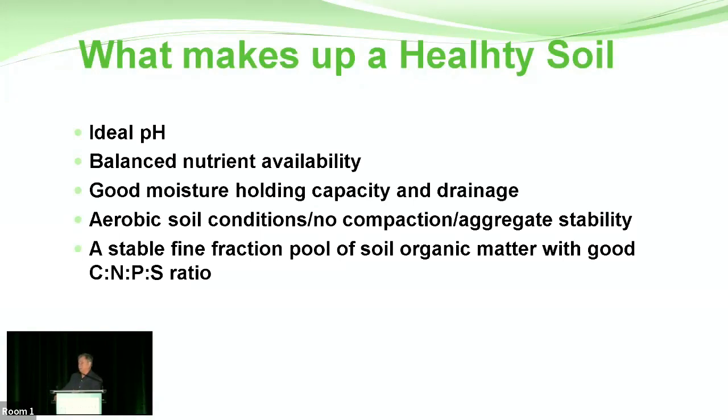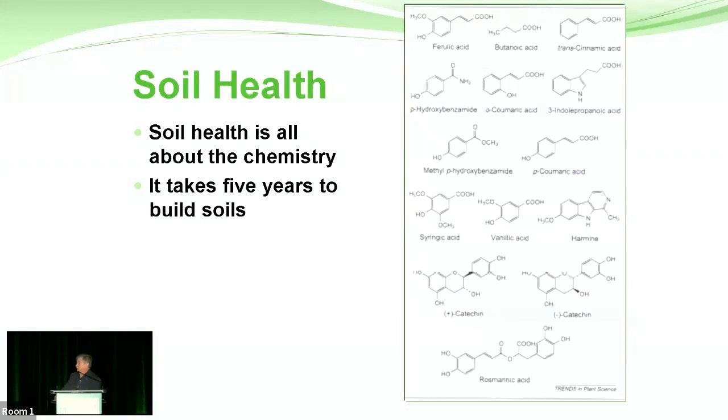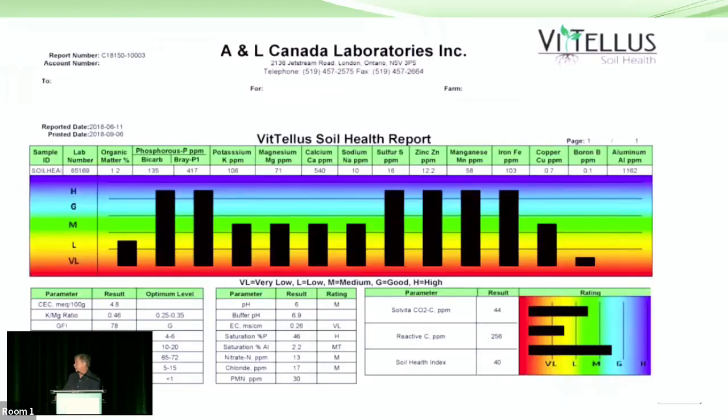Good moisture holding capacity. Number one, aerobic soil conditions, no compaction, aggregate stability, big deal. A stable fine fraction pool of soil organic matter with good CNPS ratios. So that relationship between the carbon and nitrogen ratio is really important in the organics that we put on these soils. So when we look at soil health, it's a lot about the chemistry, and we can actually have some impact on that.